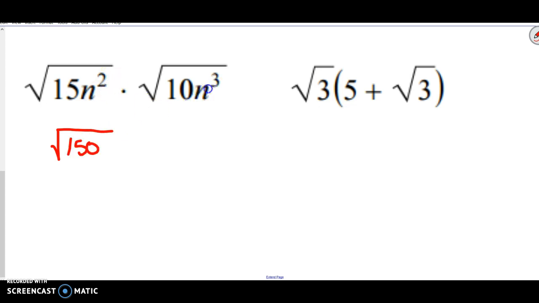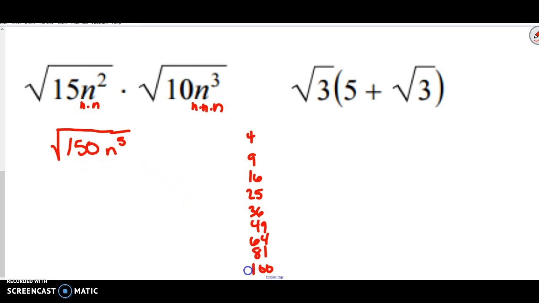N squared times n cubed, so that's the same as having 2 n's here and having the 3 n's there, so that's a total of 5 n's, n to the 5th, right? Alright, and now separating this out, so we have square root of 150 times the square root of n to the 5th. So 150, perfect square factors. 4, 9, 16, 25, 36, 49, 64, 81, 100, and we can stop there because nothing is going into that, and we would have 121 and 144.